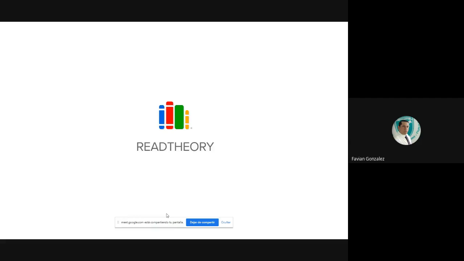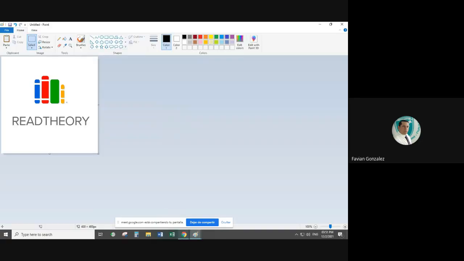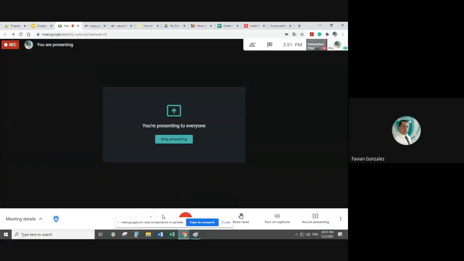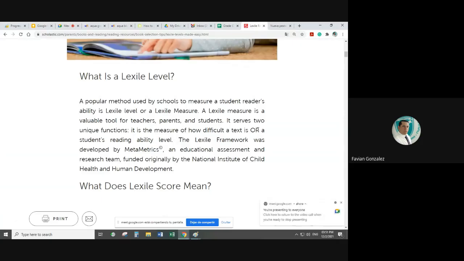Before going over that topic, I'd like to cover basically two very easy topics. The first one is the concept of the Lexile framework and the Lexile framework's correlation with the Zephyr. So let's begin with the first one. I'm going to read very quickly the concept of Lexile. What is a Lexile level?